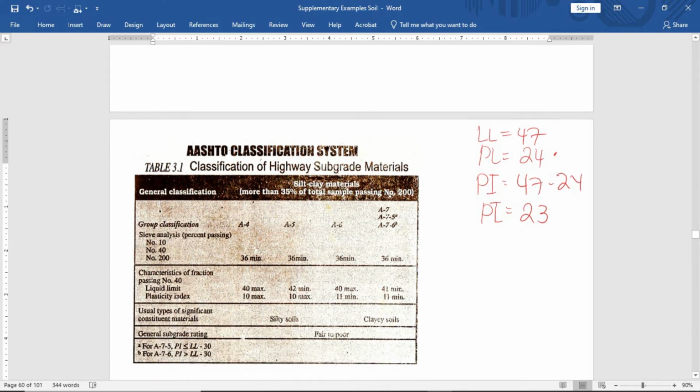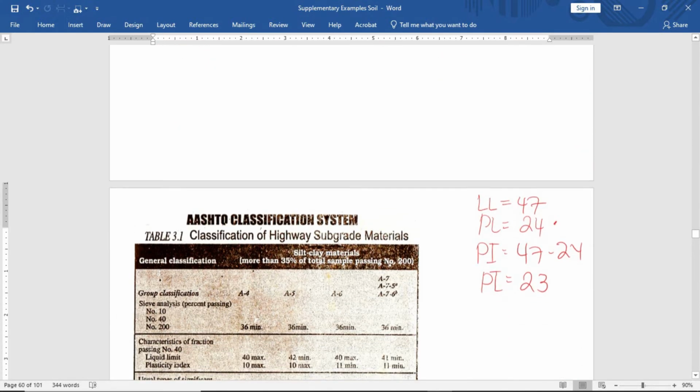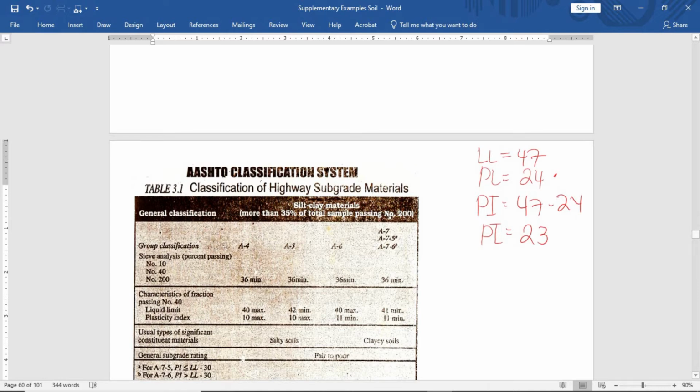Tingnan natin ulit based sa mga ano natin. Sulat lang natin dito. For number 10, number 40, and number 200 is 98, 84, and 63.